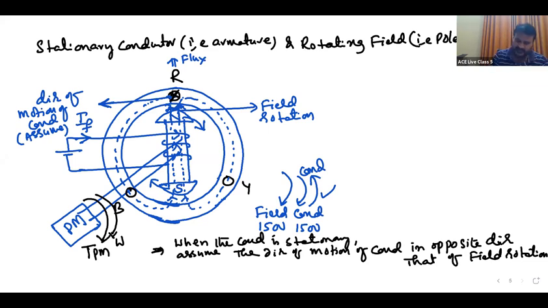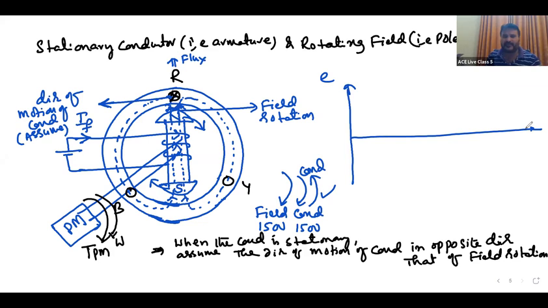But at this instant, if you draw the induced EMF in these conductors, right now in the R phase, is the induced EMF maximum or minimum? It is maximum, because the R phase is under the north pole and cutting maximum flux. And when the south pole is coming, the induced EMF is maximum negative, and a dot will come.